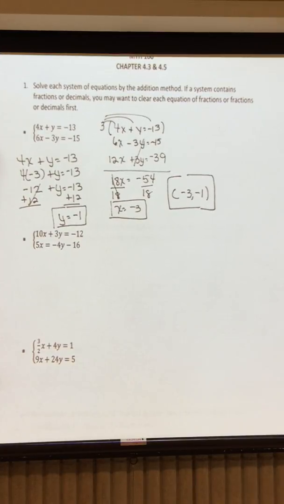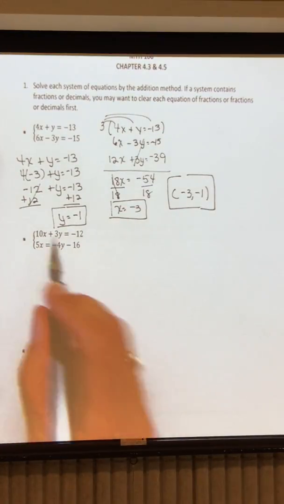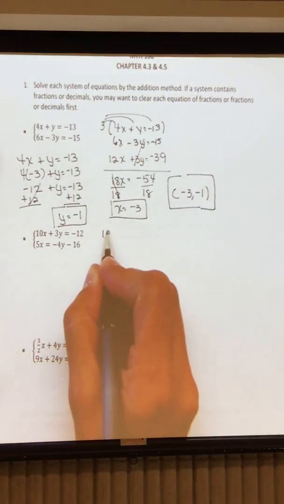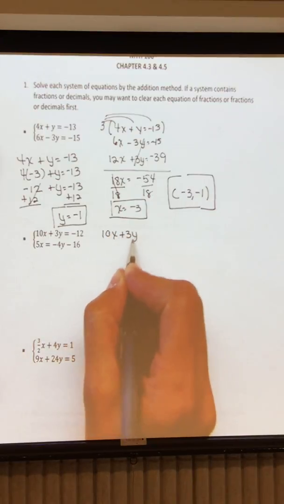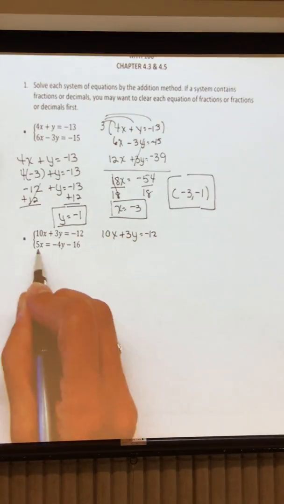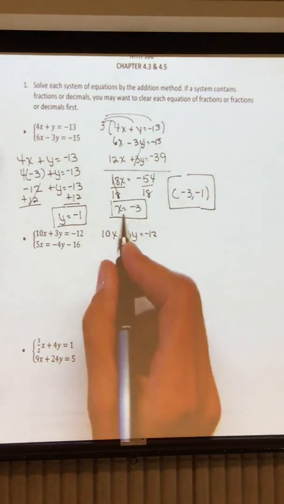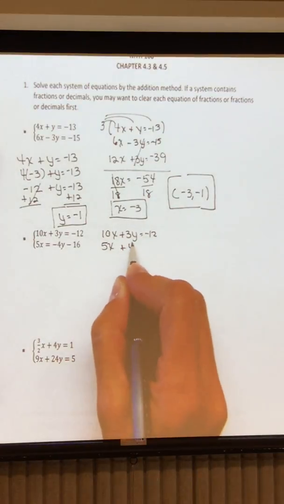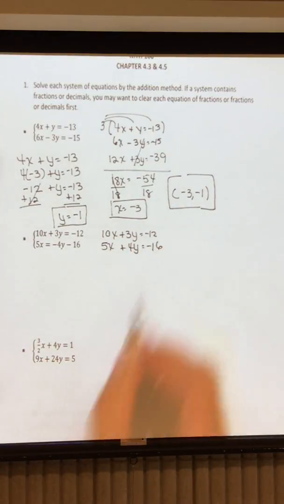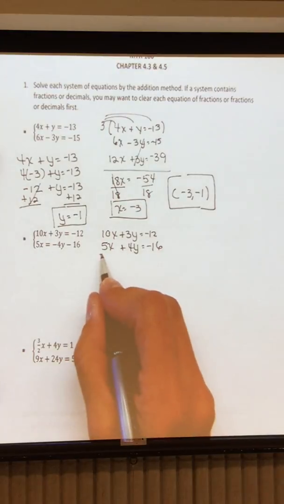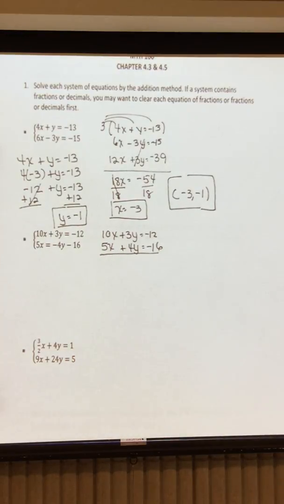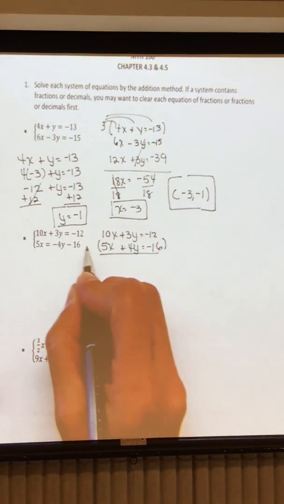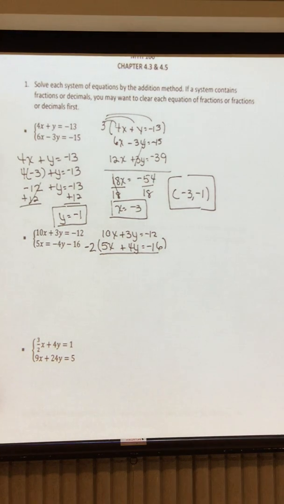Problem number 2. Let's line up these y's and these x's before we can solve them. So the first equation, we have 10x plus 3y equals negative 12. But let's add the 4y to the other side so we can line up our variables. So we have 5x plus 4y equals negative 16. Okay, now they're lined up. So now let us cancel our variables. I want to multiply the second equation by negative 2, so that way the x's can cancel.